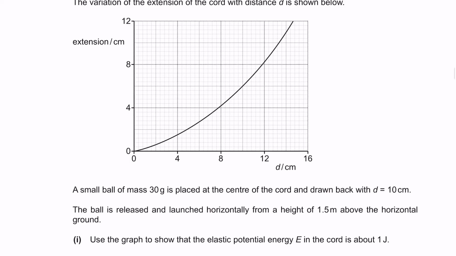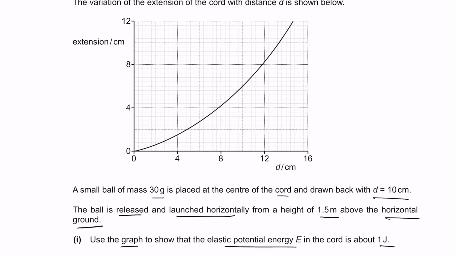They've drawn a graph of extension versus distance, and it says that a small ball of mass 30 grams is placed at the center of the cord and drawn back a distance of 10 centimeters. The ball is then released and launched horizontally from a height of 1.5 meters above the ground. Use the graph to show that the elastic potential energy in the cord is about 1 joule.